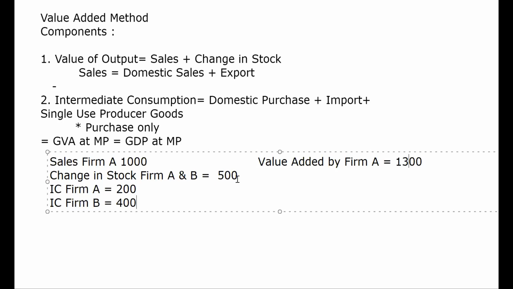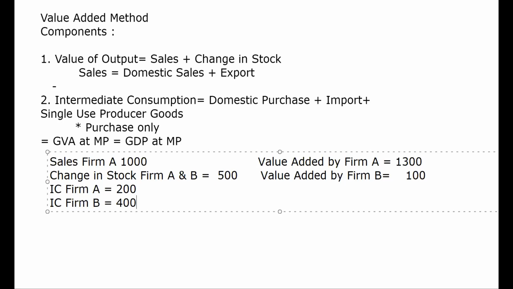And then calculate value added by firm B. Let's see who calculates fast. Sales has not been given of firm B, right? So 0 plus change in stock 500 and IC is 400. So 500 minus 400 is equal to 100.